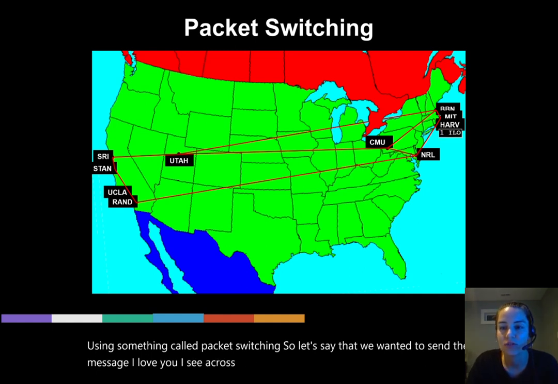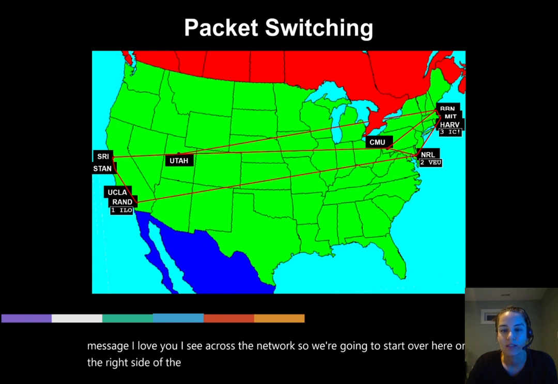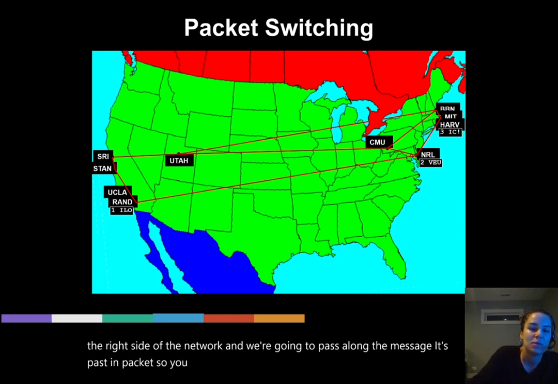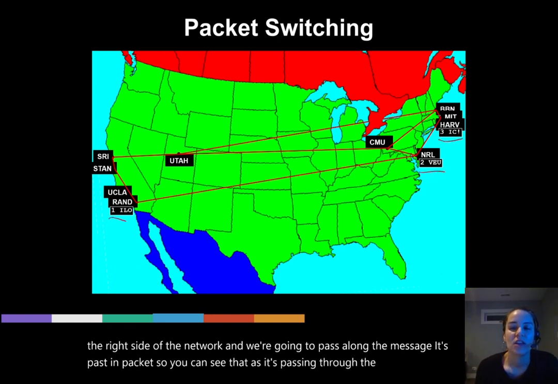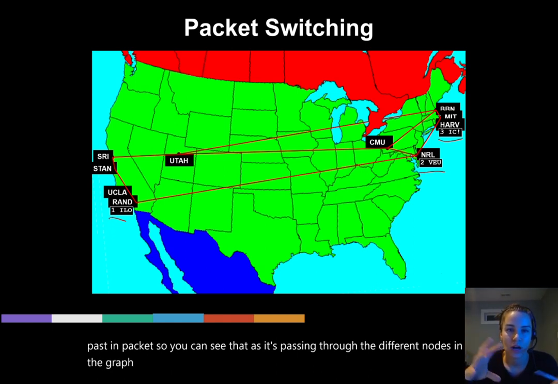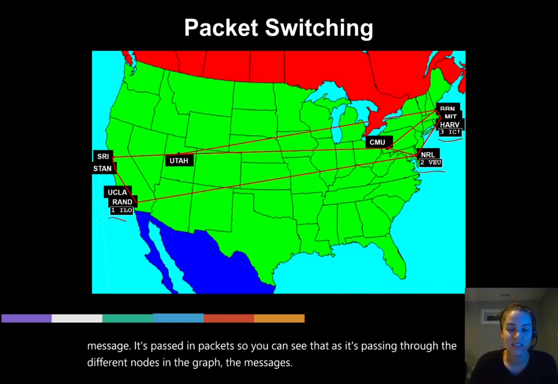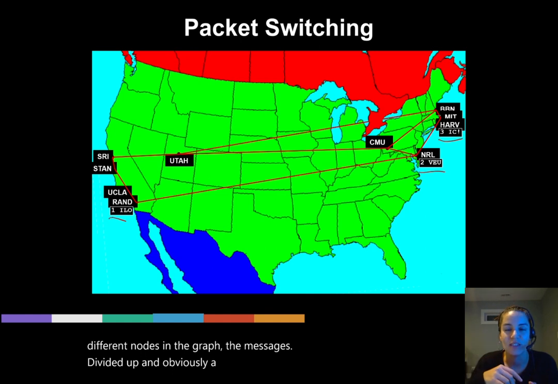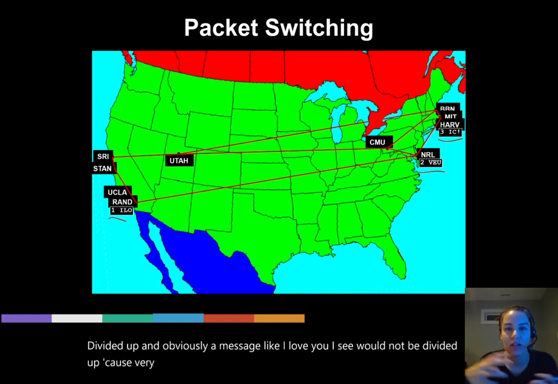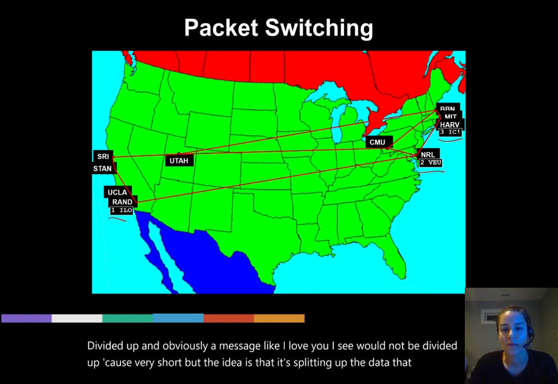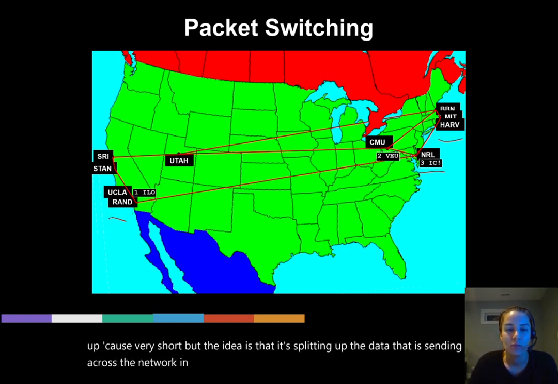So we're going to start over here on the right side of the network, and we're going to pass along the message. It's passed in packets, so you can see that as it's passing through the different nodes in the graph, the message is divided up. And obviously a message like I love UIC would not be divided up because it's very short. But the idea is that it's splitting up the data that it's sending across the network in packets. And the packets are numbered.